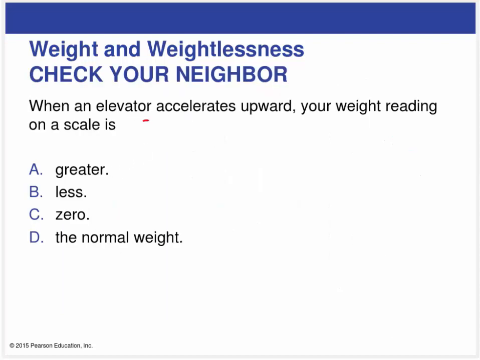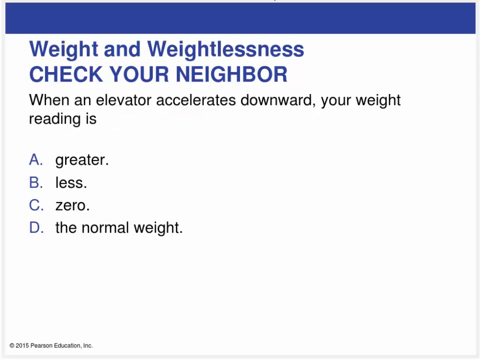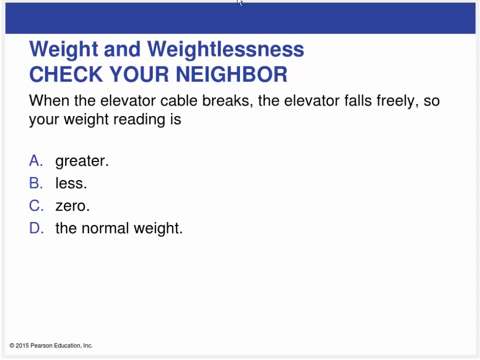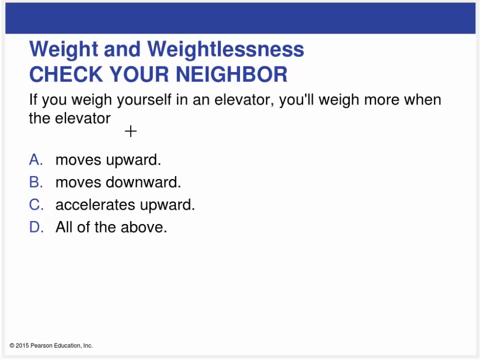So just to make sure you are awake, as an elevator accelerates upwards, your weight reading on a scale should be greater. As it accelerates downwards, the weight reading is going to be less. And if the cable breaks, then the weight reading is going to be 0.